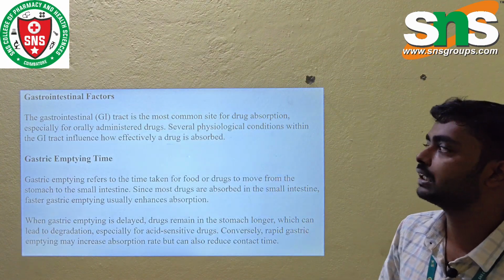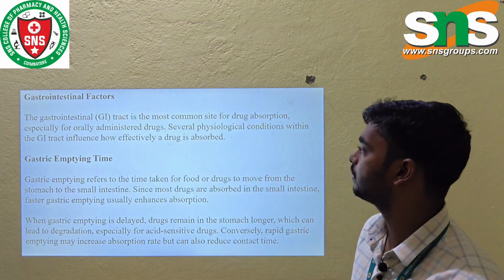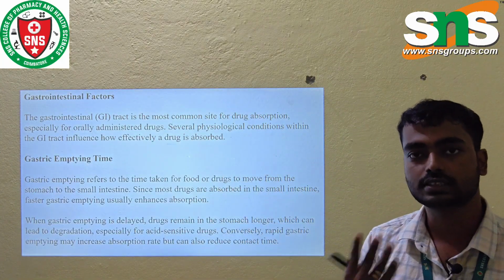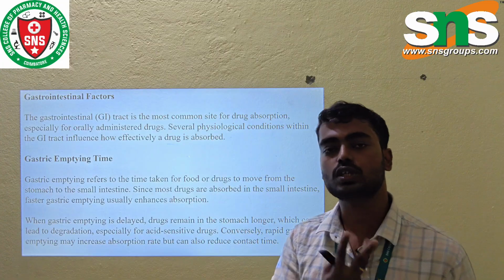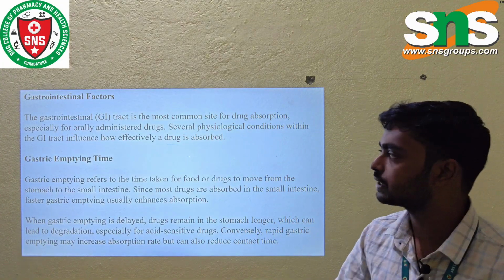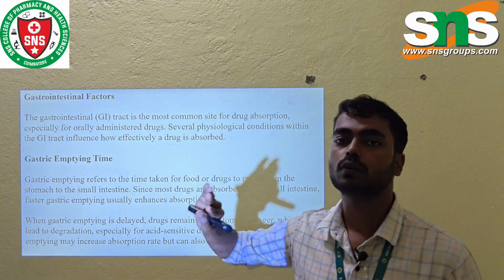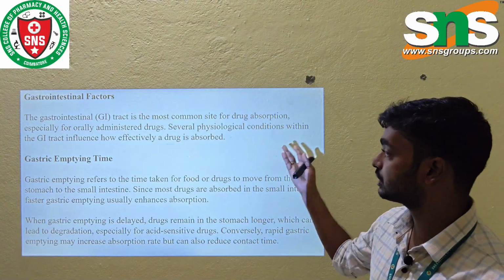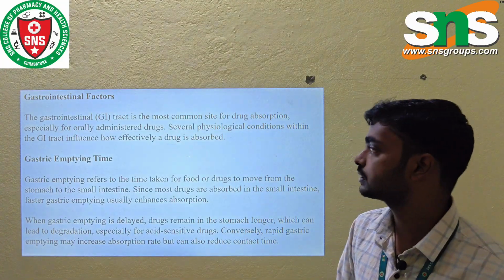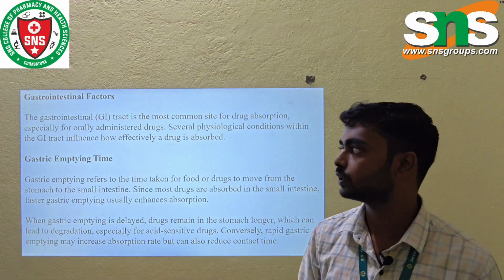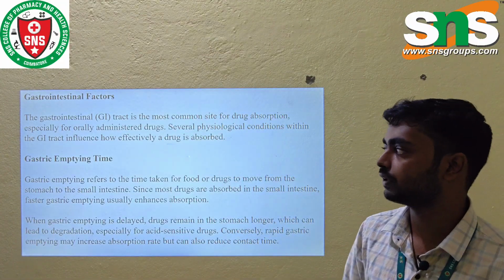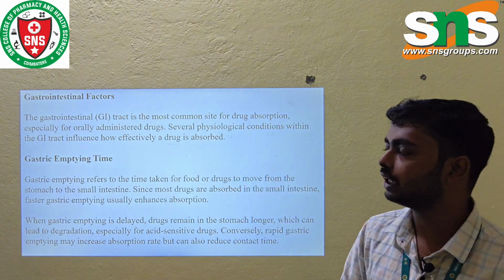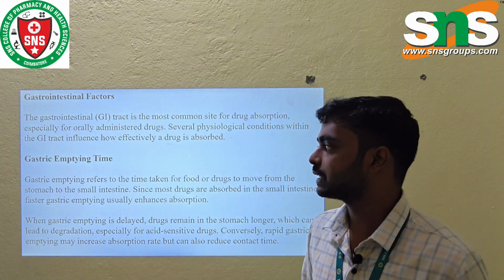The gastrointestinal tract is one of the common sites for drug absorption. Most drugs, like tablets, capsules, syrups and so on, are absorbed in the gastrointestinal tract, especially with oral administration. Several physiological conditions can affect the GI tract and influence how effectively the body absorbs the drug. So first, gastric emptying time.